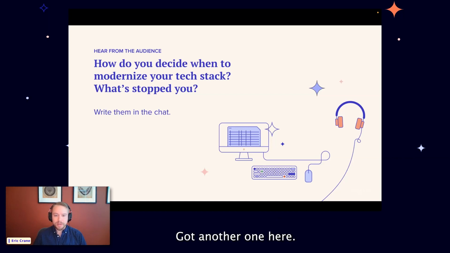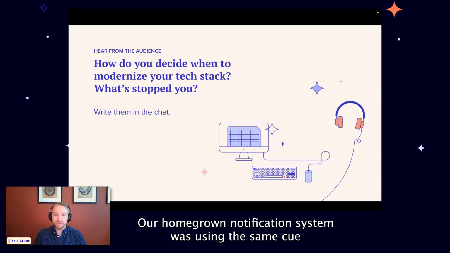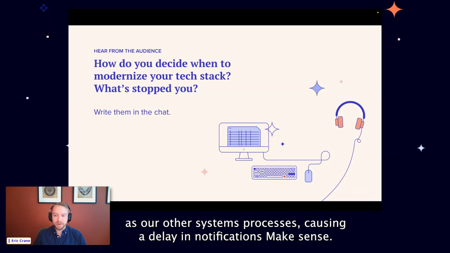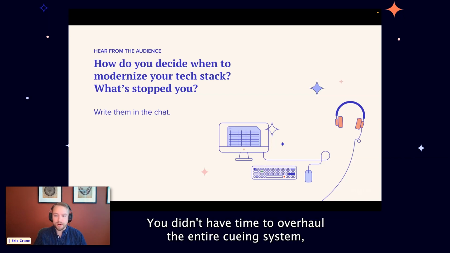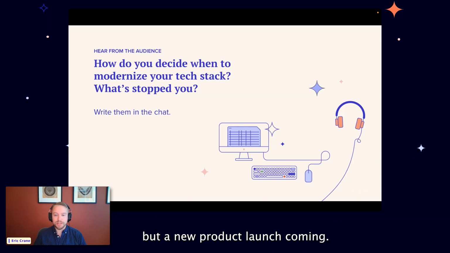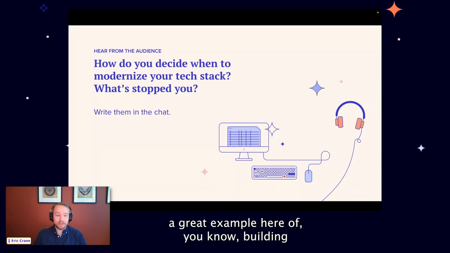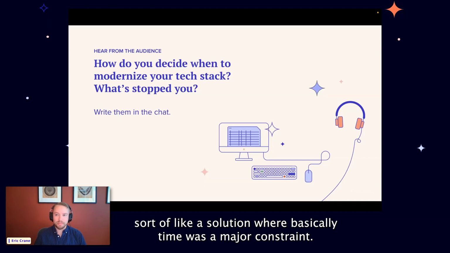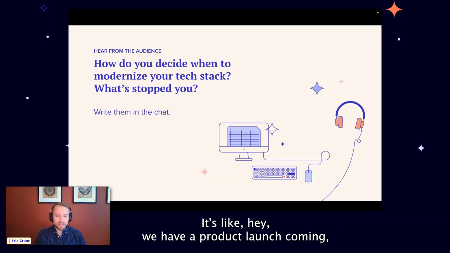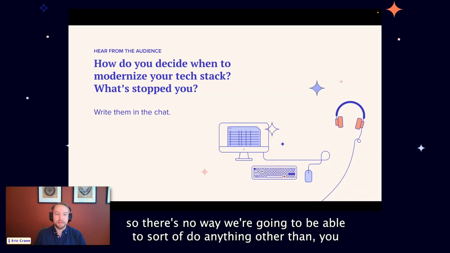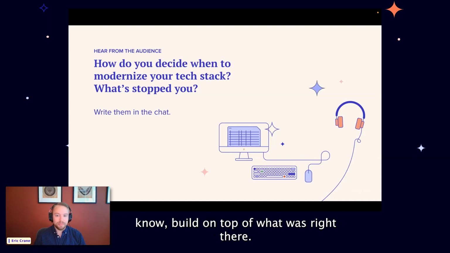All right, got another one here. Our homegrown notification system was using the same queue as our other systems processes, causing a delay in notifications being sent. We didn't have time to overhaul the entire queuing system with a new product launch coming, so we had to design and build a secondary event platform on top of the first one. Yeah, that's a great example here of building a solution where time was a major constraint. It's like, hey, we have a product launch coming, so there's no way we're going to be able to do anything other than build on top of what was already there.